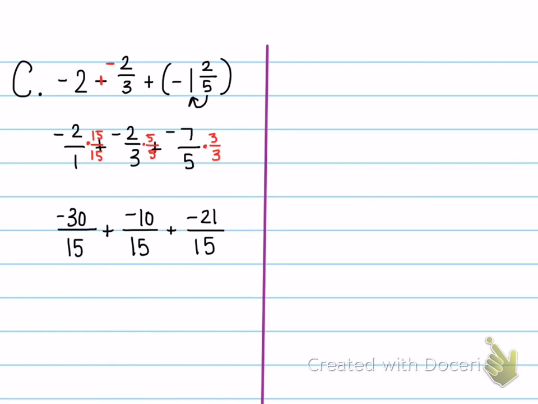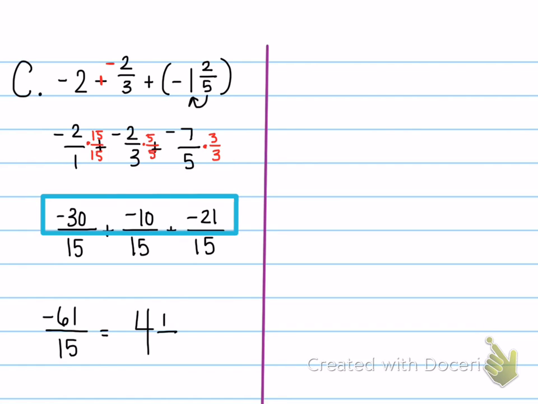I add all 3 numerators because all 3 of them are negative, and I get negative 30 plus negative 10 is negative 40. Negative 40 plus negative 21 is negative 61/15. It is improper. 15s are 15, 30, 45, 60, 75. So 60 is the closest without going over. That's 4 times that with 1 left over out of 15. And because it was a negative divided by a positive, my answer is negative.